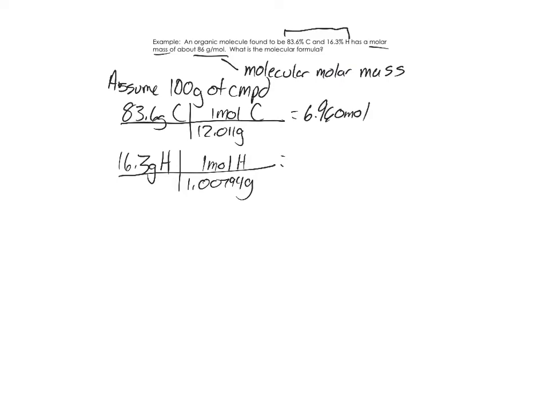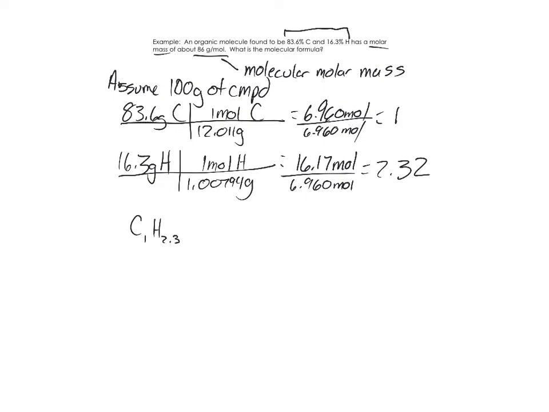Okay. So this ends up being 6.960 moles. This ends up being 16.16 moles. Divide by the smallest, 6.960 moles. Divided by 6.960 moles. And I end up getting 1 and 2.32. Okay, so right now I have carbon 1 and H 2.32. So in order to get this into whole numbers, I'm going to multiply this whole thing by 3. So this becomes C3H7.